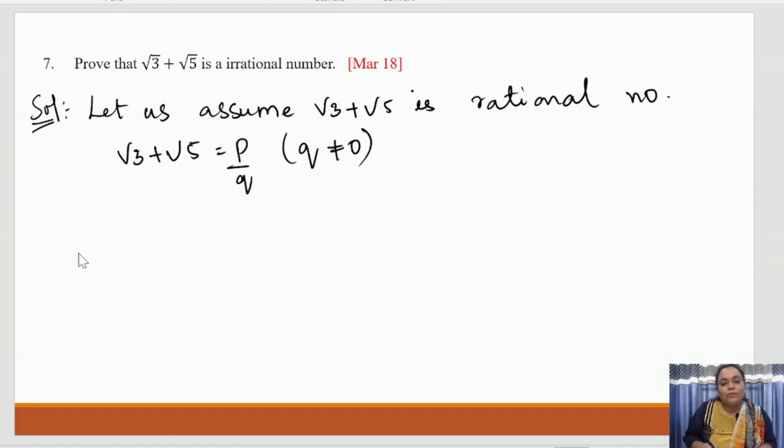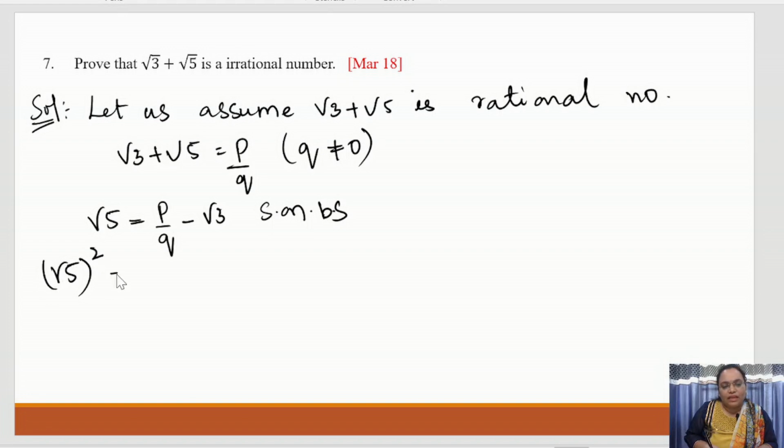Okay. Now in this question, let us keep √5 in the LHS and send √3 to RHS. So which is p/q − √3. Okay. So when you do squaring on both sides, you will get (√5)² = (p/q − √3)².